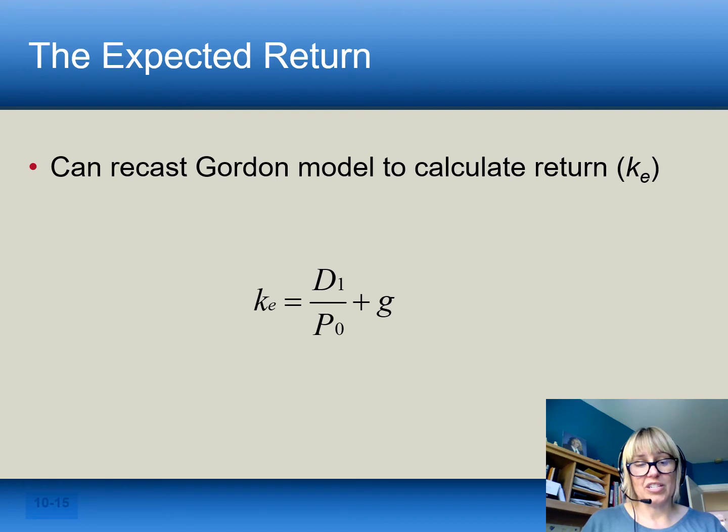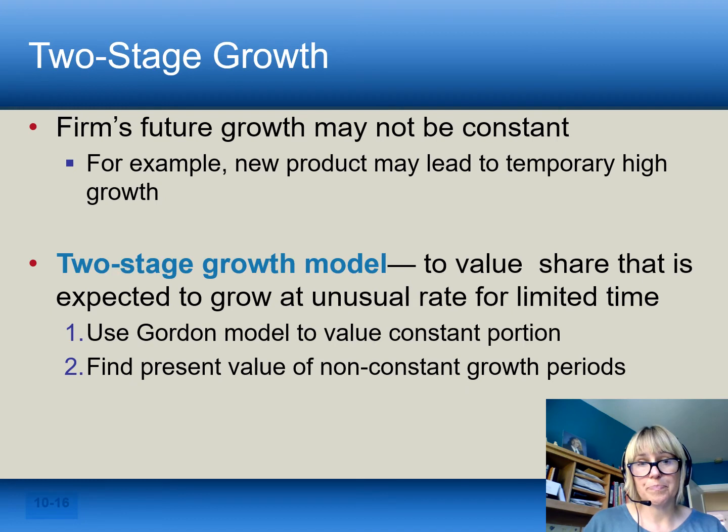And as I mentioned, here we are. We can recast the Gordon model to actually calculate for K, or the expected rate of return on any given share. So we can take D1 divided by P0, plus the growth rate, to figure out what K is, or the return possible from this particular share, if we know the expected growth rate, if we know what the share is currently trading for, P0, and what the dividend will be 1 year out.